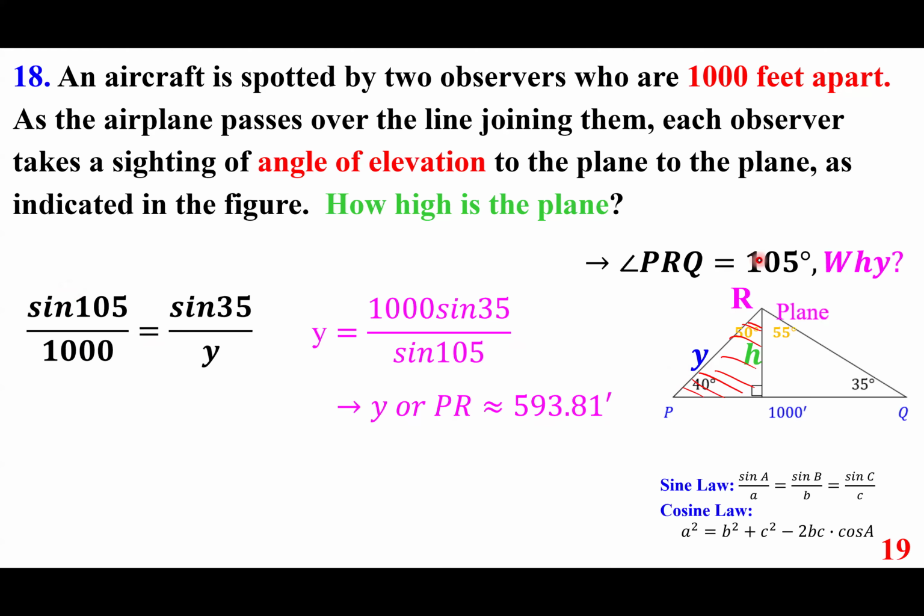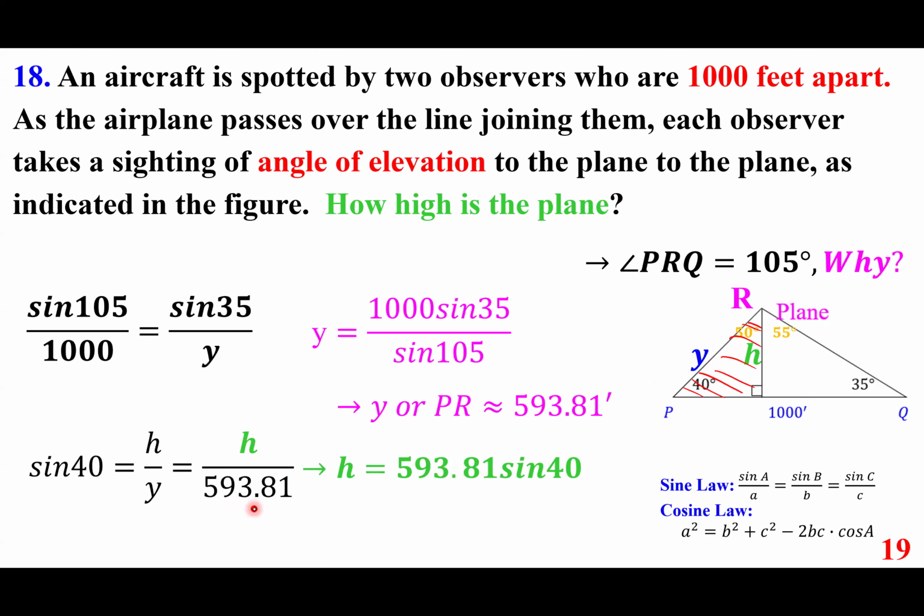Now that we have the y, we know that sine of 40 is the opposite h over the hypotenuse y. We are looking at this left side right triangle. And we write sine 40 is h over y, or h over this number that we have. Therefore, h is the product of these two, sine of 40 and 593.81. Their product is 381.69 feet.